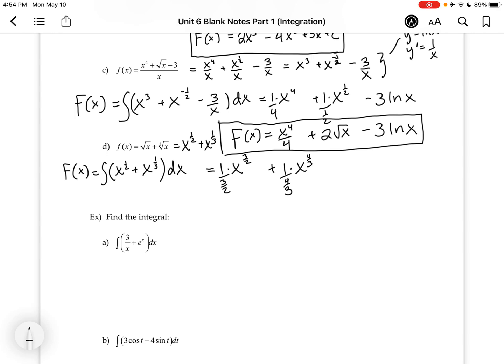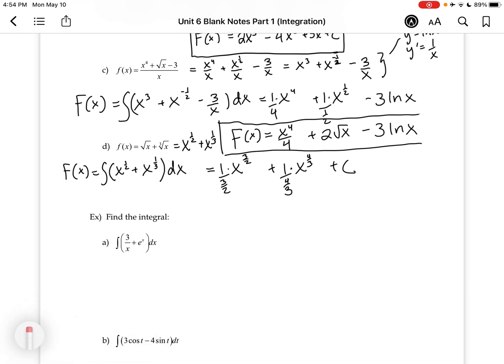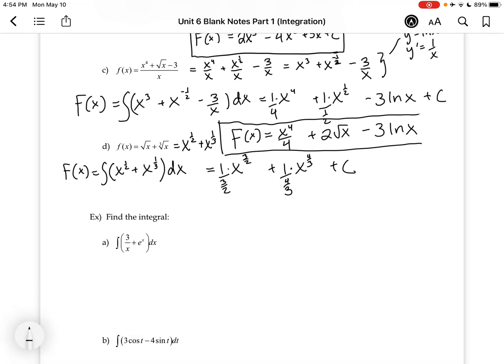Oh, you know what I've been forgetting? You know what I forgot to do on the last one? I'll do it now. Plus c. Let me erase. I forgot to put in a plus c here. I told you guys not to do that, and then I did it myself. There we go. Okay, that's better.